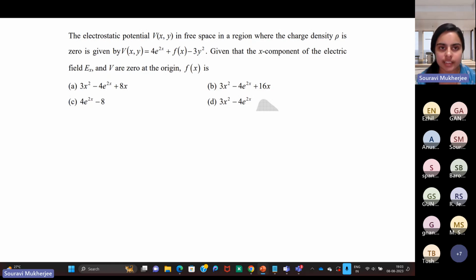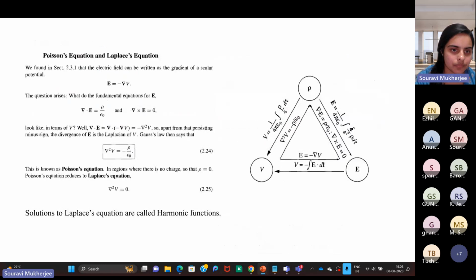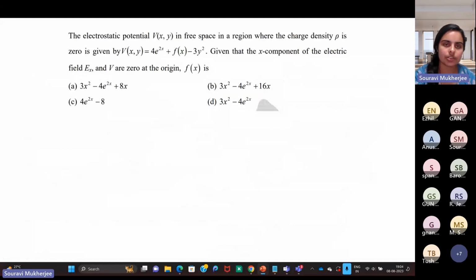See, your charge density is said to be 0, right? Charge density rho is 0. Now if you go back to your relation that relates potential and charge density, what did you get? We just read about this. Now your rho is 0, so that tells you that del square V is equal to 0. So the first condition that you get from here is del square V is equal to 0.